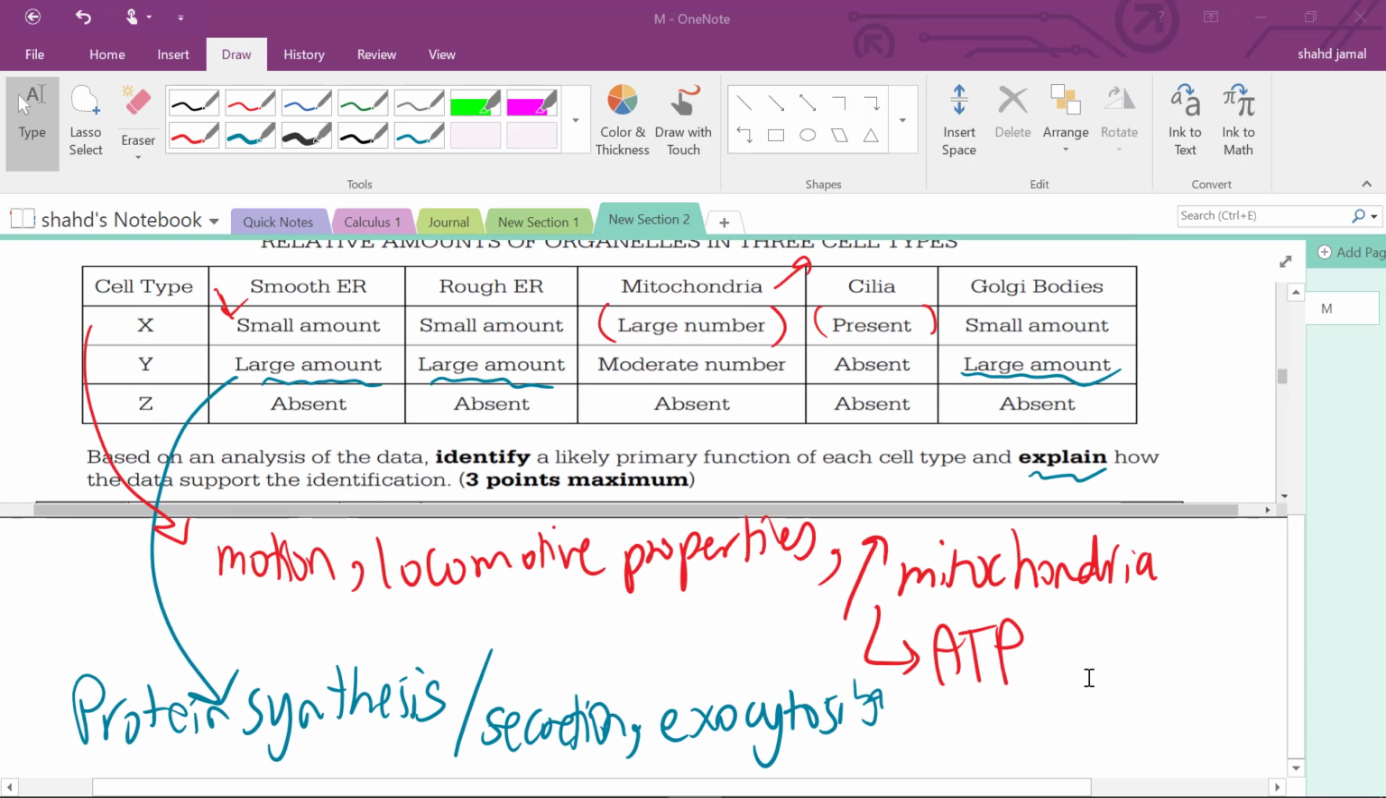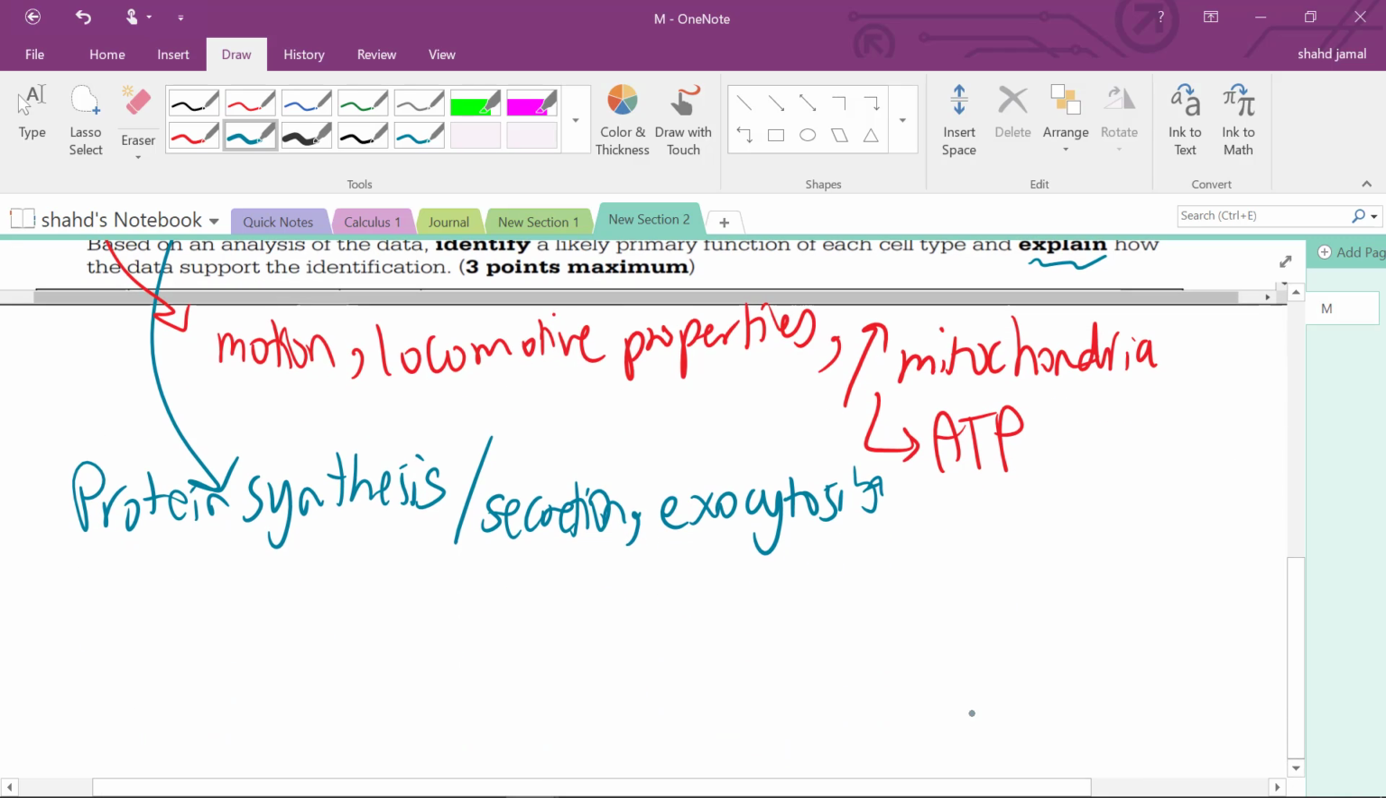So don't forget to mention both parts of the question and address them. You identified what the function is, and then you need to explain by saying that there are large amounts of rough ER and smooth ER in which proteins are made. And you can also talk about lipid synthesis, hormone synthesis, and detoxification as well. This could be another function of this cell because of the large amounts of smooth ER. And obviously, we know that the Golgi bodies are there to store, package, and send or deliver these proteins that are made. So it's very fit for cell type Y.